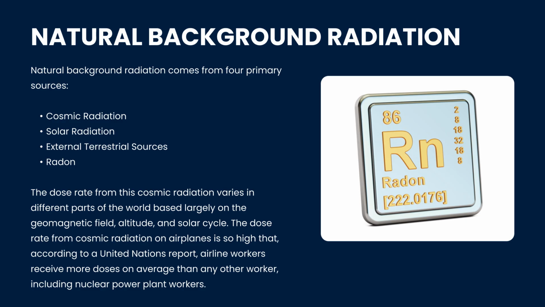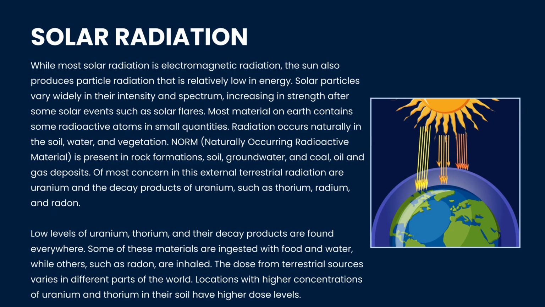For example, people at higher altitudes, like airline crews, are exposed to higher levels of cosmic radiation due to reduced atmospheric shielding. In addition to cosmic sources, radiation is also present in the Earth and environment. The Sun produces both energy waves and particles, with intensity varying during solar events. At the same time, naturally occurring radioactive materials are found in soil, water, and rock. These materials, such as uranium and its decay products, can be ingested or inhaled and contribute to overall exposure levels, especially in areas with higher natural concentrations.